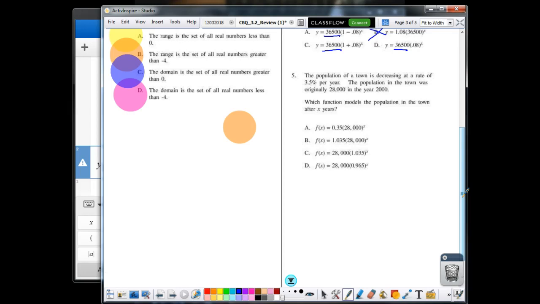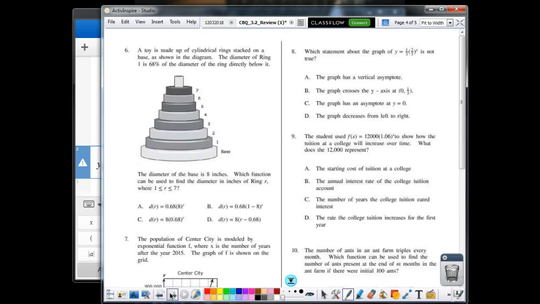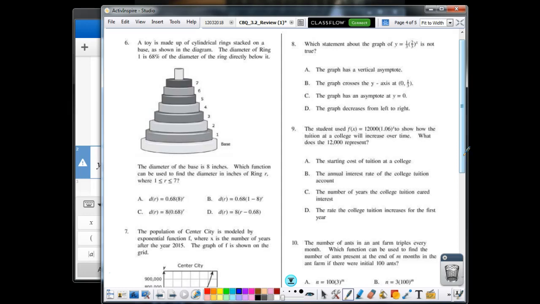Okay. So what's my initial value? 28,000, right? So if I have y equals a times b to the x, if 28,000 is my initial, that means that's what I start with in my function. So for sure, b and a are wrong. So then it's between c and d. And then don't forget, they're talking about decreasing. Right? Decreasing. Okay, so figure that out. Alright, let's go to number 6. You said it was decreasing, right? Yeah, it's decreasing.